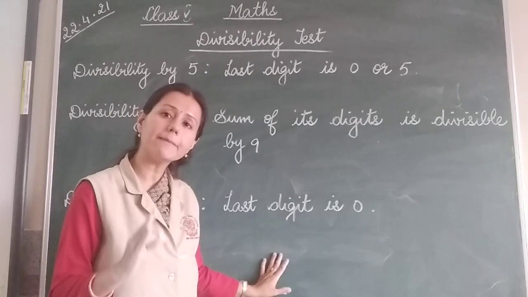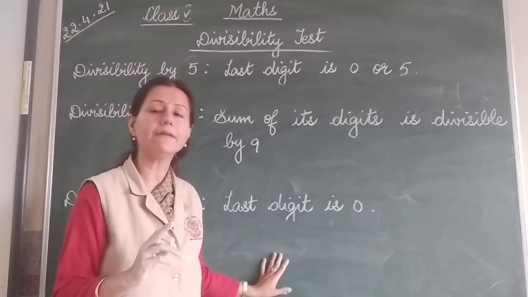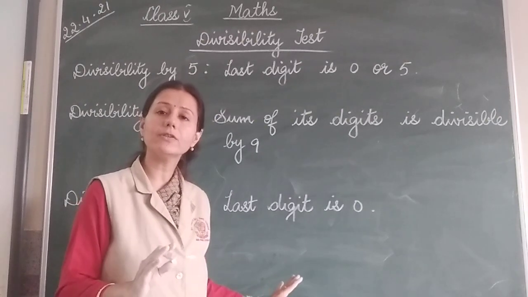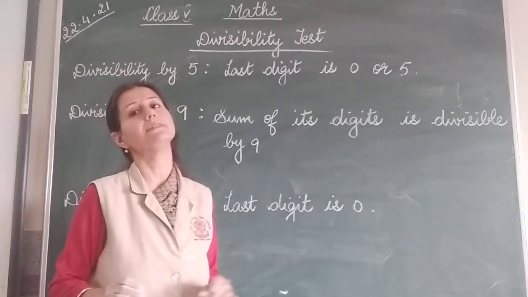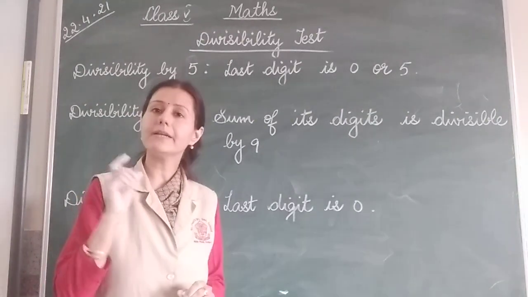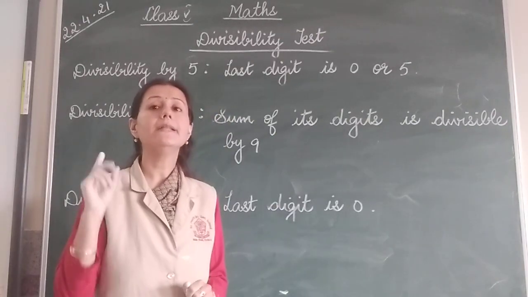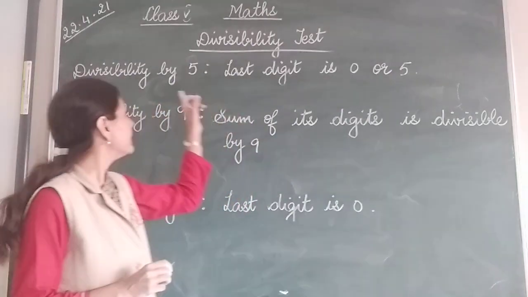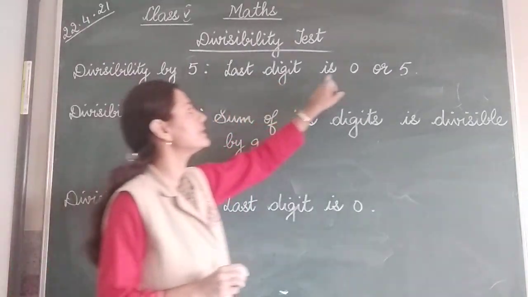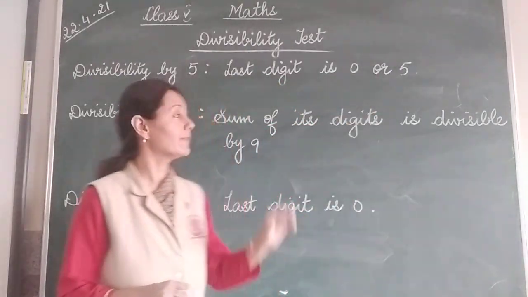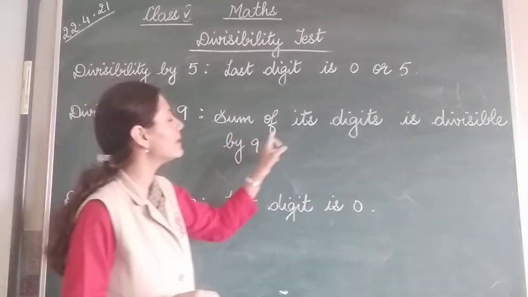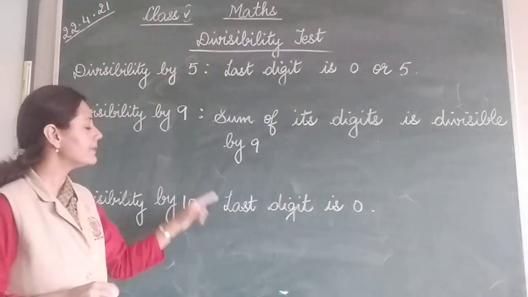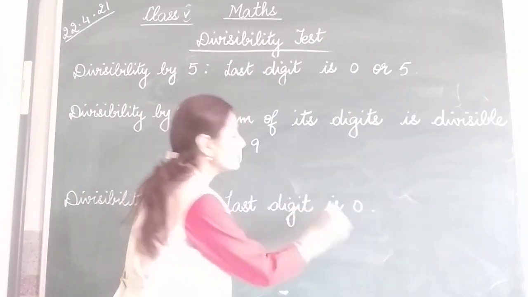Okay, divisibility by 2, the last digit should be even, that is 0, 2, 4, 6 or 8. Divisibility by 3, the sum of its digits should be divisible by 3. Divisibility by 4, the number formed by the last 2 digits should be divisible by 4. Divisibility by 5, the last digit should be 0 or 5. Divisibility by 9, the sum of its digits should be divisible by 9. And for divisibility by 10, the last digit should be 0.